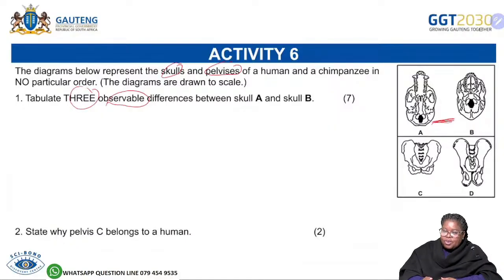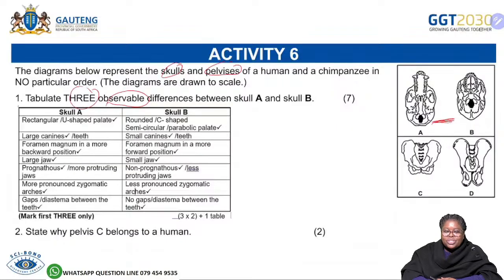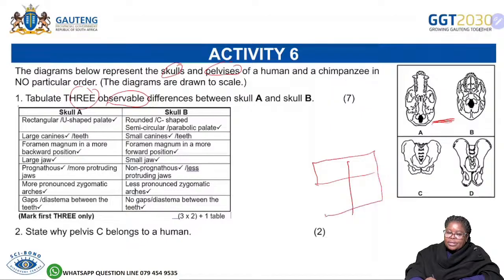Tabulate 3 observable differences between the 2 skulls for 7 marks. So it means we've got 1 free mark there. 1 free mark for what? For a table. Don't give us a cross to say it's a table. So your table must have borders. Your table must have correct headings. Are we together?